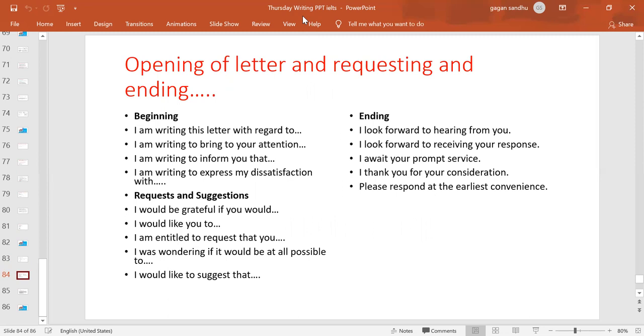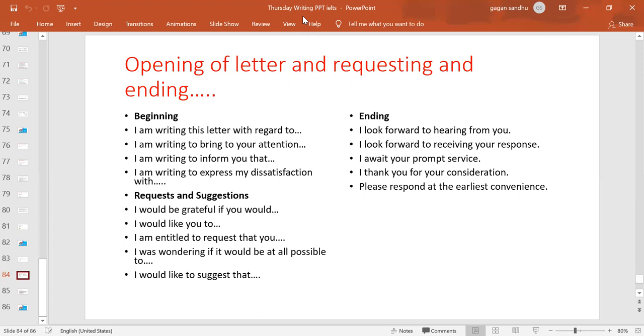Now, these are a few openings of letters, requesting letters sort of, and endings for those as well. The beginning can be with these phrases, adding whatever the content or topic of the letter is. So, I am writing this letter with regard to, this is a common one and it can gel with anyone. If you don't get anything specific, just go with this one. I am writing to bring to your attention. So this explains itself what it is heading towards. I'm writing to inform you that. I'm writing to express my dissatisfaction with, right?